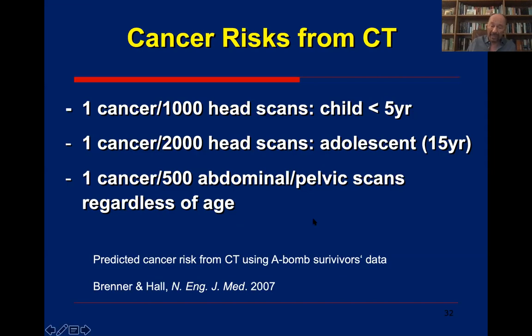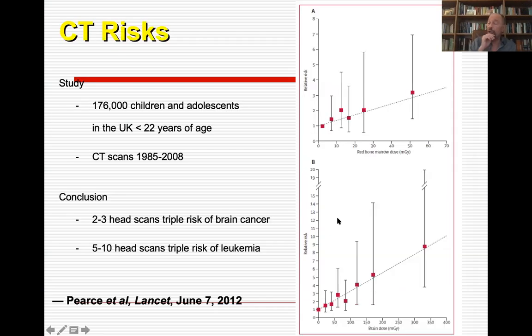But later, based on these predictions from Hiroshima and Nagasaki, there was an epidemiological study. This was published in Lancet on June 7, 2012. And this was done in the UK, and the results were very supportive of the Hiroshima and Nagasaki study. You see, there were 176,000 children and adolescents in the UK, less than 22 years old.